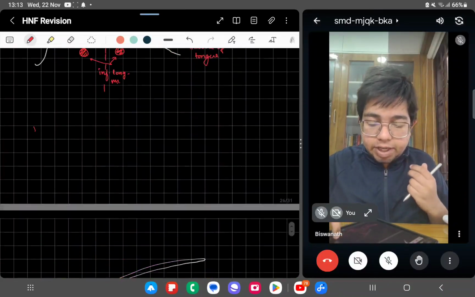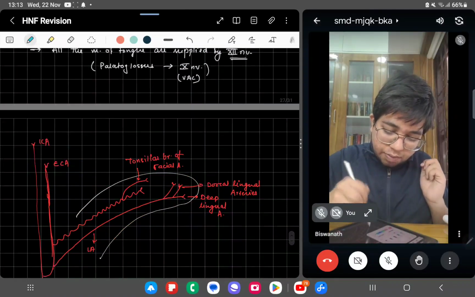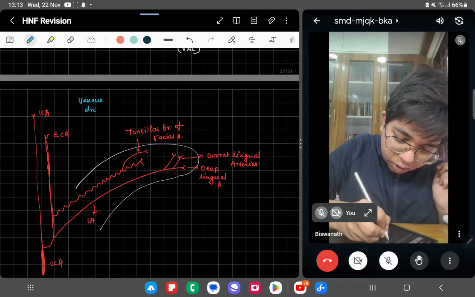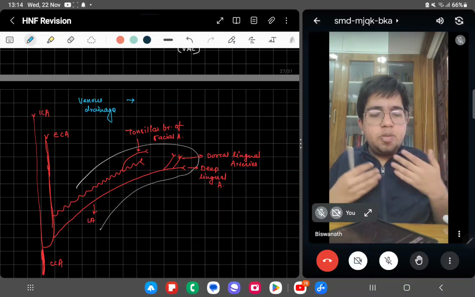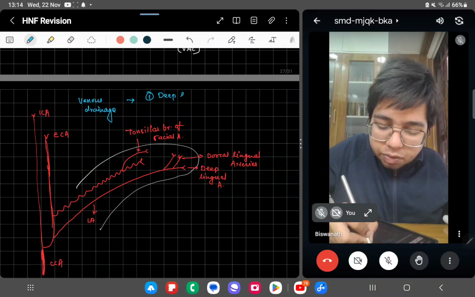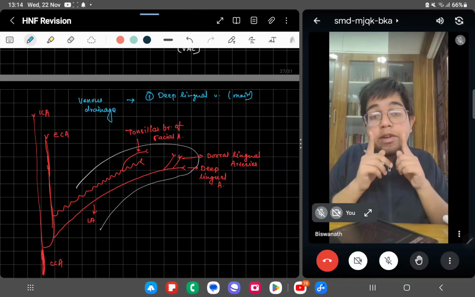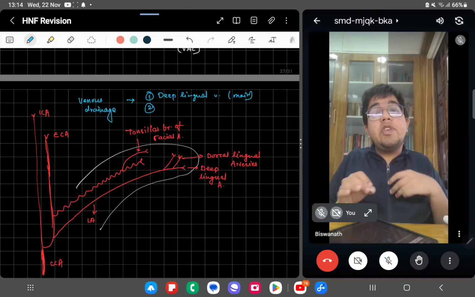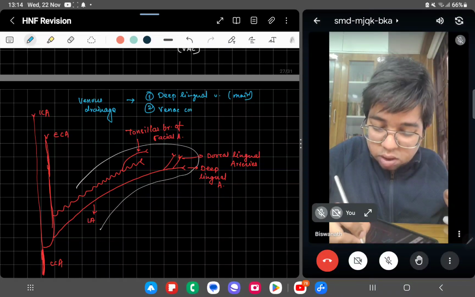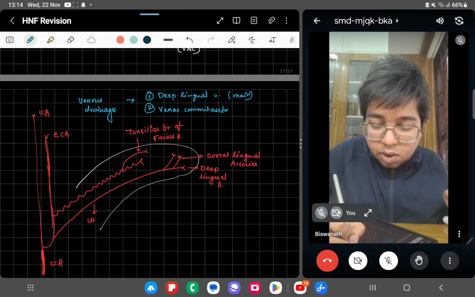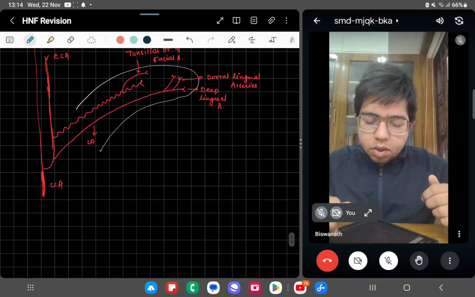You know about the venous drainage. Let me state the venous drainage. Your venous drainage is by two parts. One is your deep lingual vein, which is the main part. We saw the deep lingual vein in the ventral aspect, and then we have another one, the venae comitantes, which forms an accessory part.